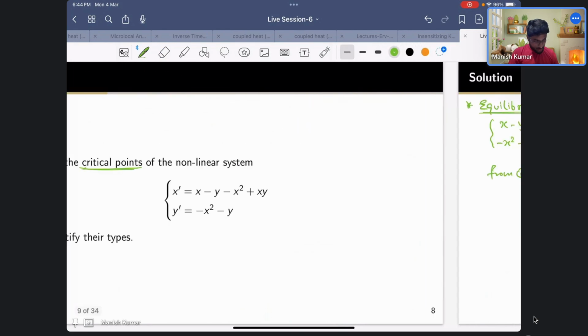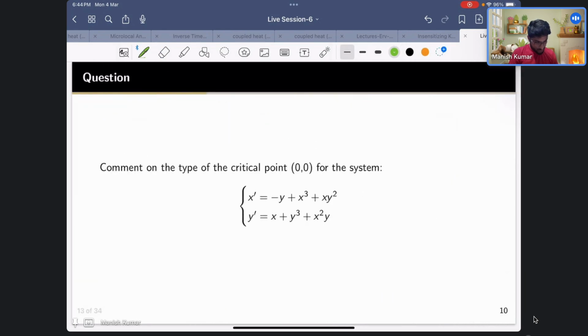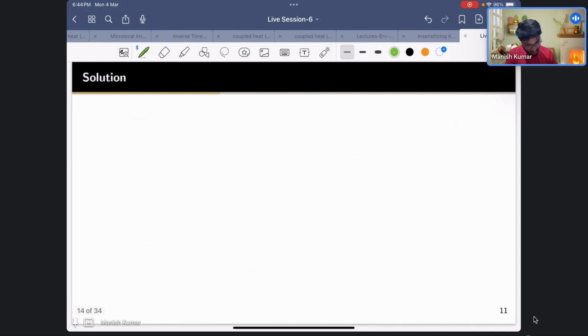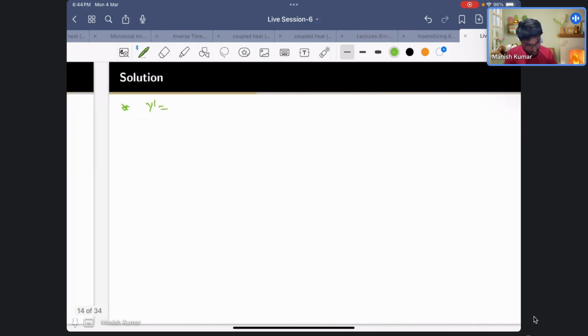Okay, so let us see more examples. Let us look at this one very quickly. Maybe I will not write the details. So here also you see the linearized system.